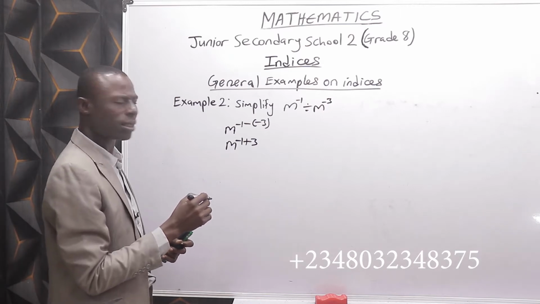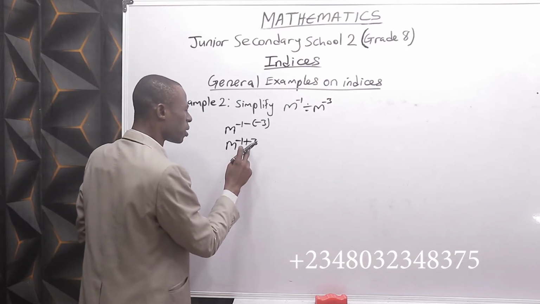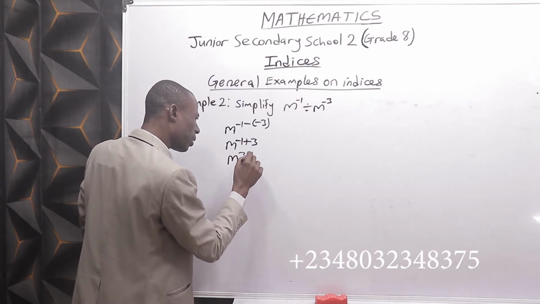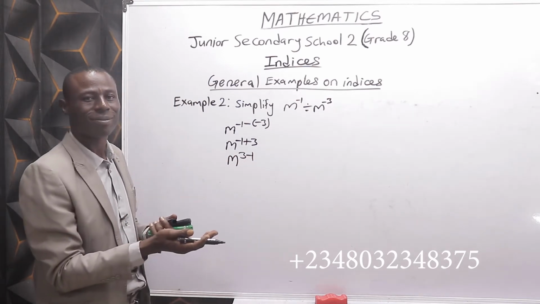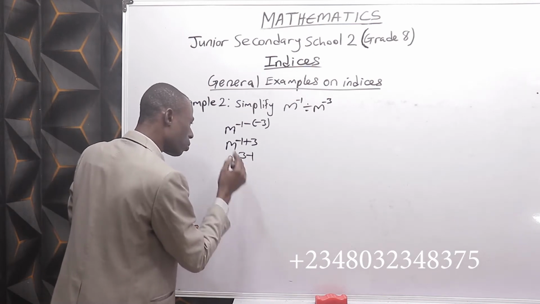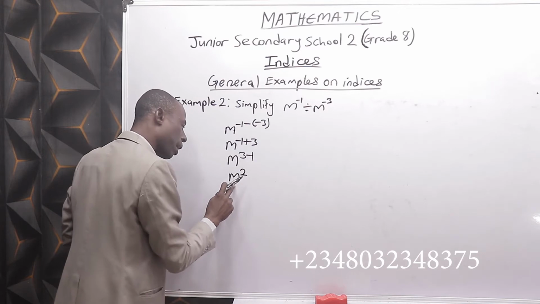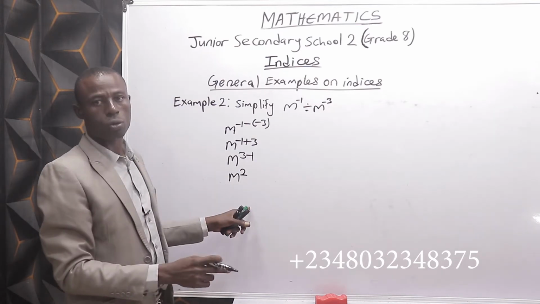Do you understand? Now, when you have negative 1 positive 3, it's the same thing as m raised to the power positive 3 negative 1. It's the same thing. And easily you can remember 3 minus 1 is 2. So the answer is m raised to the power 2.